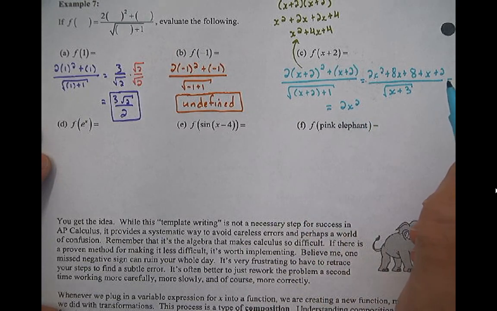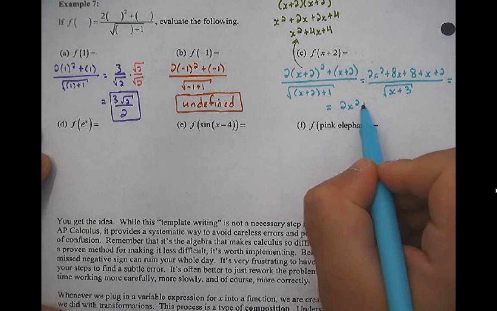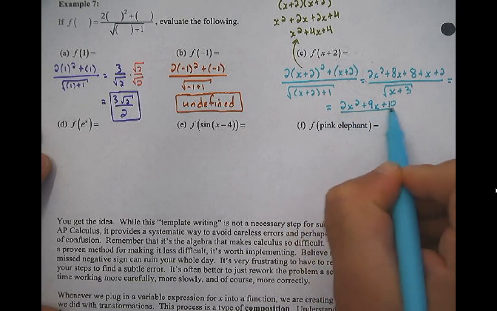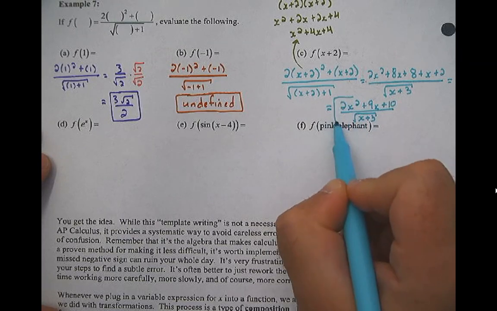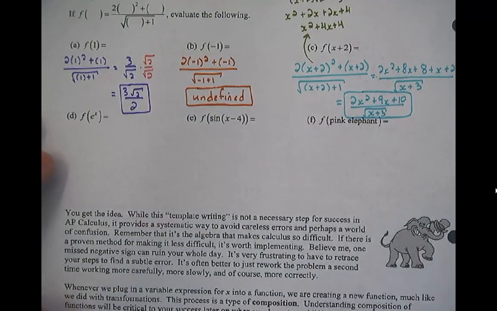Well, where did I mess up? I didn't mess up. 8x plus 1x is 9x. 8 plus 2 is 10 over x plus 3. This is another one of those weird situations where, yeah, there's a root on the bottom, but no mathematician would ever bother to clean that up.